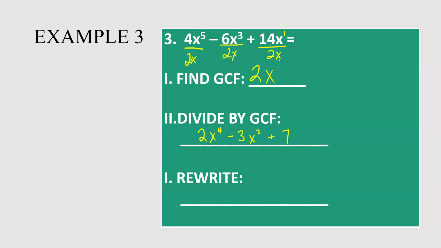And what happens to x to the 1 and x to the 1? They cancel out. So my rewrite is my GCF times my quotient. So we have 2x times 2x to the 4 minus 3x squared plus 7. And that is your factored form.